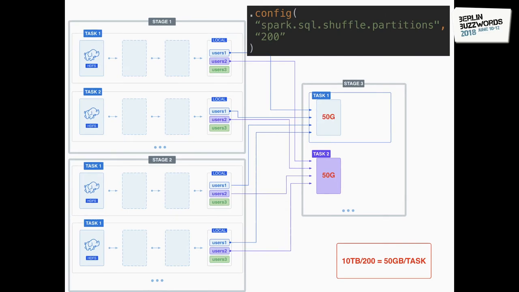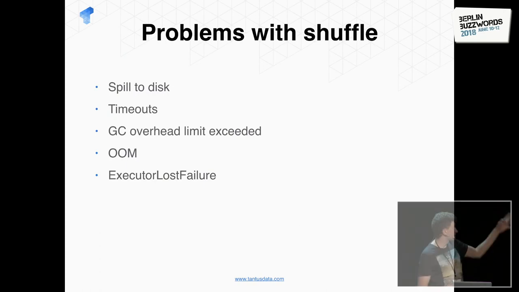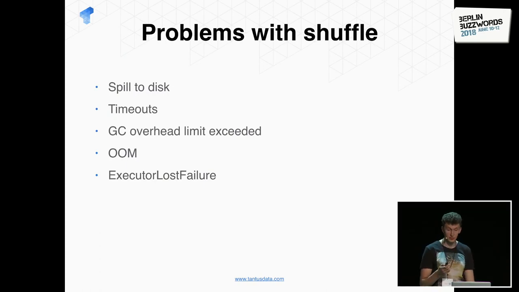So how do we solve that? This is what it will look like. Each task will get 50 gigs of the data. We end up with one of these problems again, one of these shuffle problems.